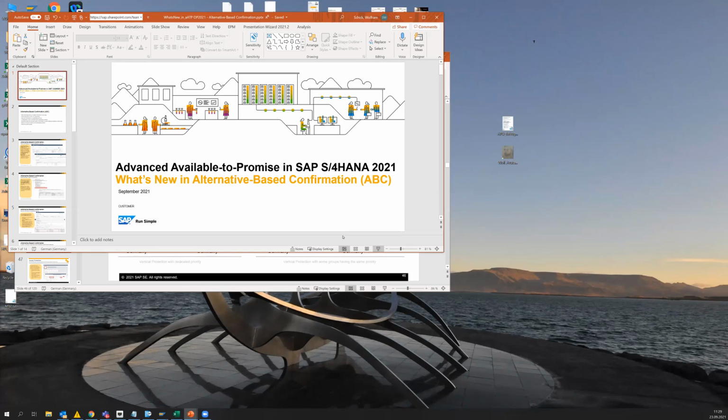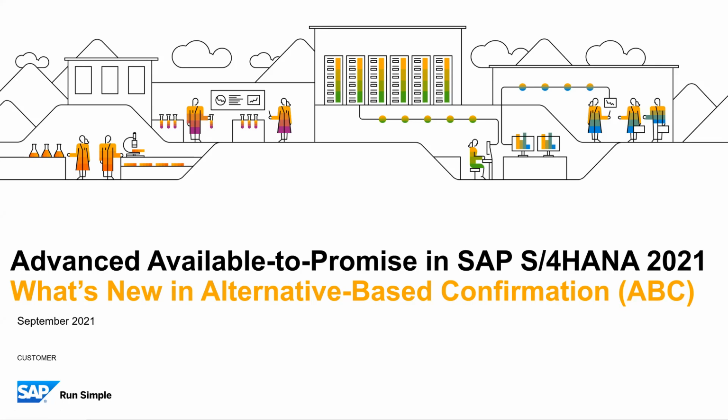The alternative-based confirmation, ABC. This was, let's say, in a very, very small version already delivered in the past. As you might know, the plant substitution already worked in the last release with a very simple setup to determine the allowed plants, the alternative plants. So I would say it was a first step in the right direction, but it was not a real alternative-based confirmation, which is positioned as a successor for the rules-based ATP of APO GATP.